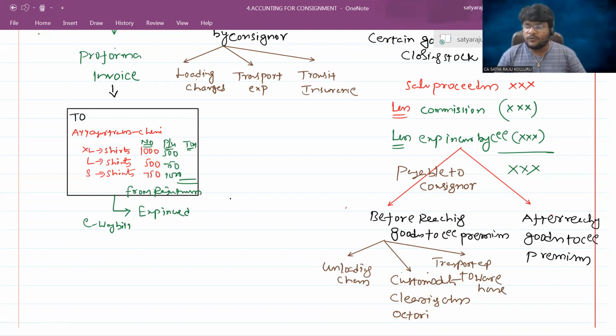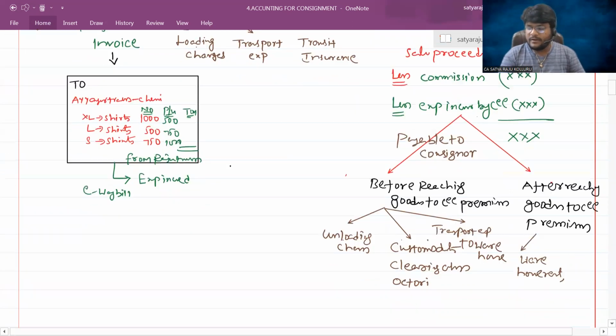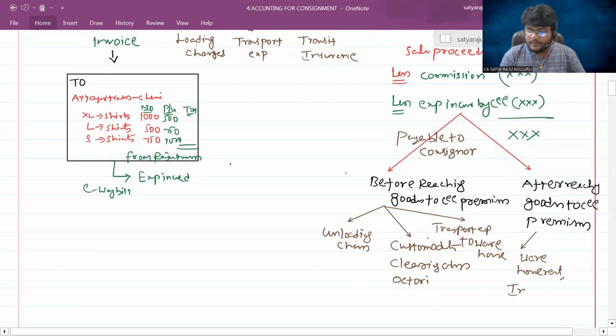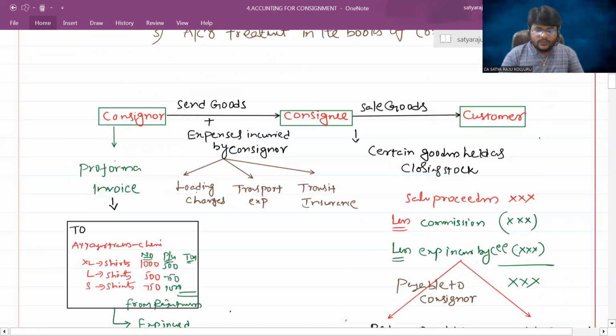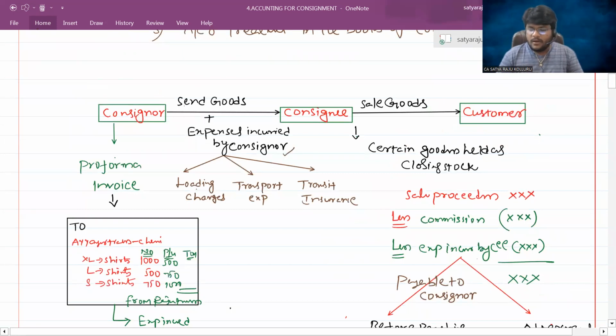Sir, after reaching such goods to the consignee premises, which type of expenses may the consignee incur? You know, godown rent or warehouse rent, warehouse insurance. He might also incur salaries, advertisement expenses, etc., etc.